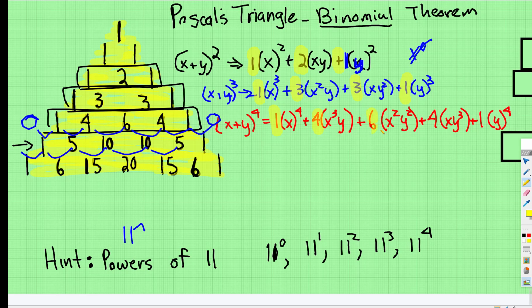Hopefully you're seeing the pattern. So the first term: x to the fourth, x cubed, x squared, x to the first, x to the 0, we don't have to write it. So in the reverse direction: y to the fourth, y cubed, y squared, y to the first, y to the 0, we don't have to write it. So that just gives you the basic intro to Pascal's triangle.